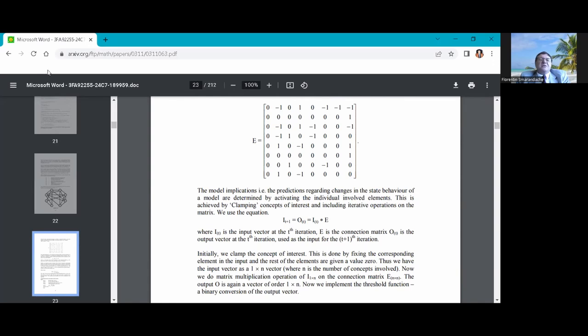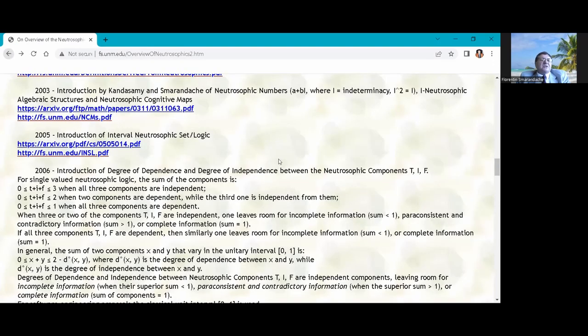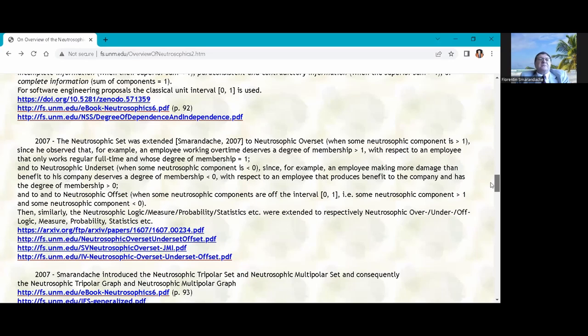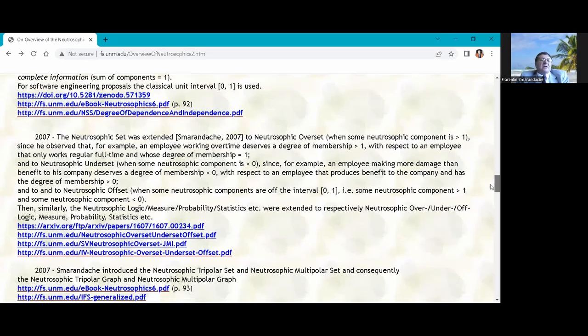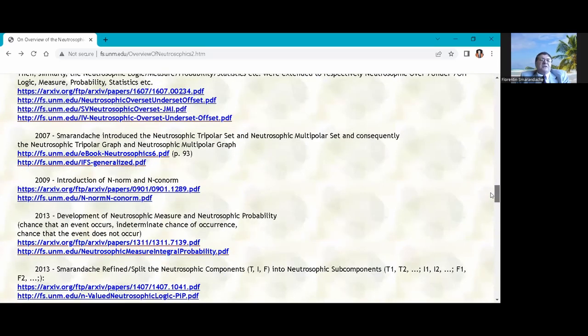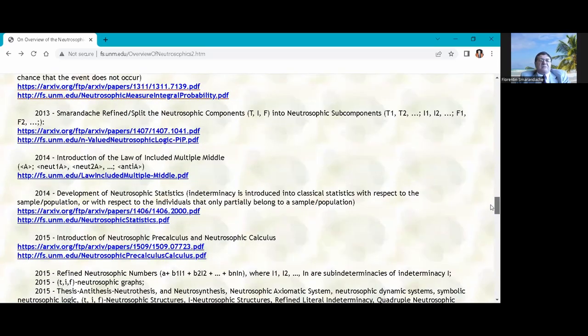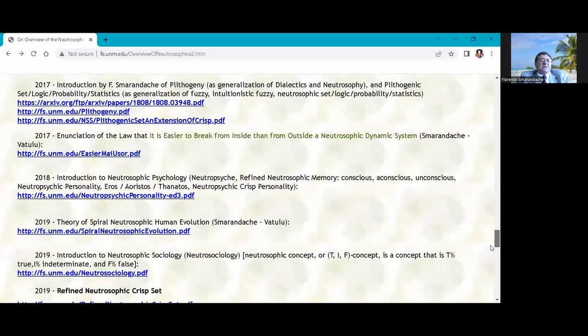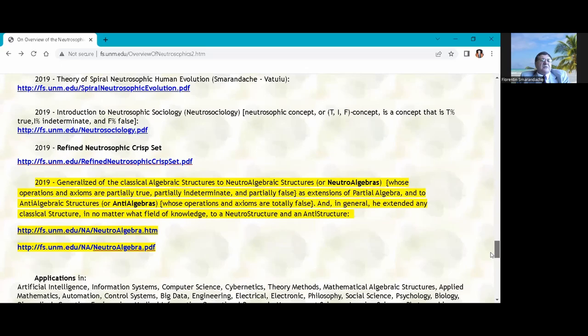We have also cases where the connection is presented in the form of TIF, meaning 60% good connection, 20%, for example, wrong connection, and 30% indeterminate connection.